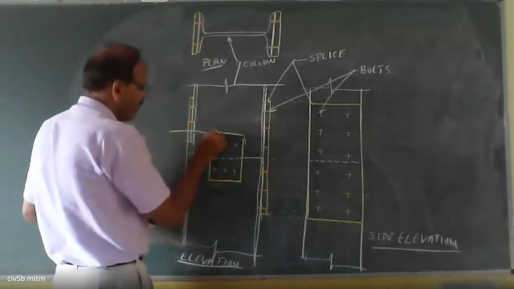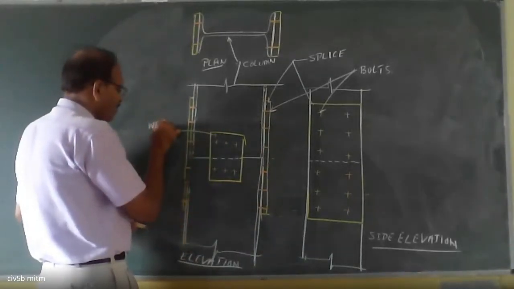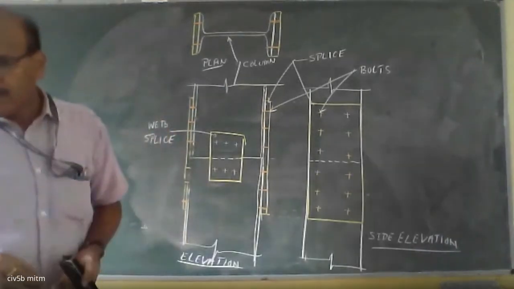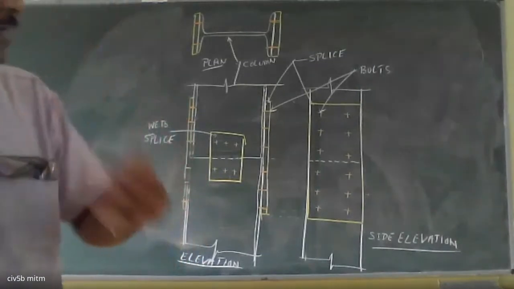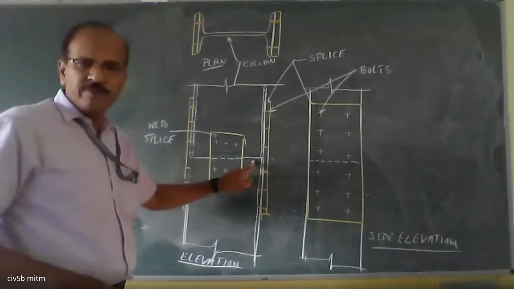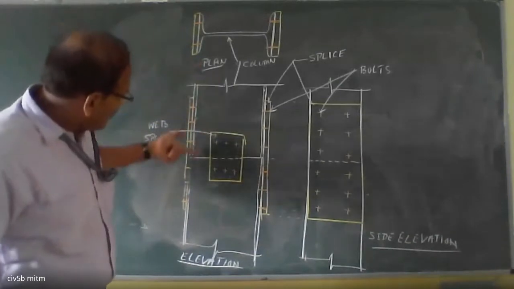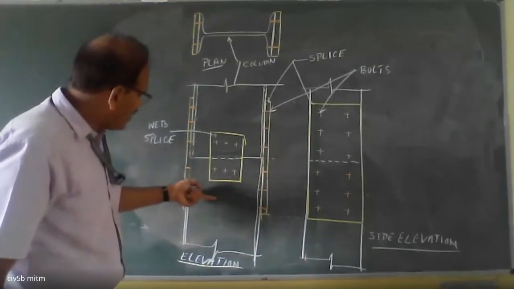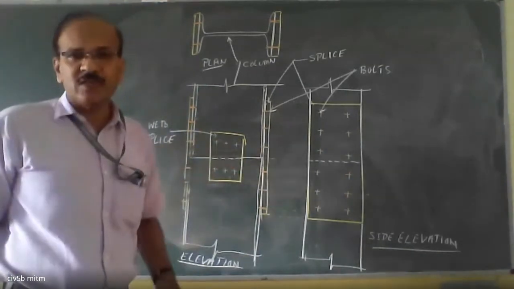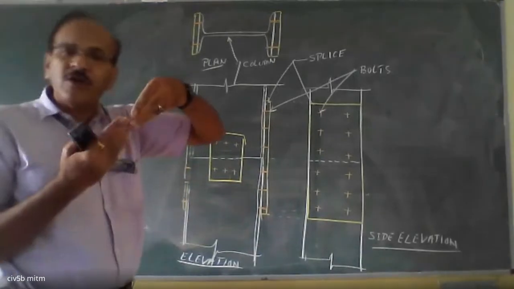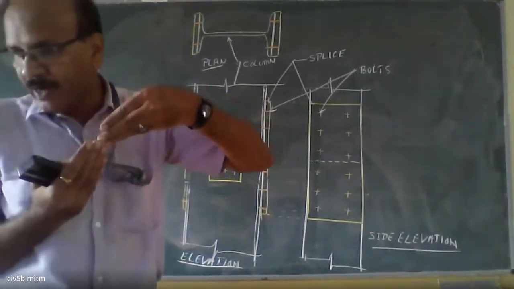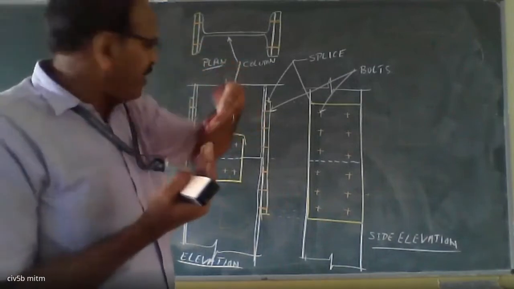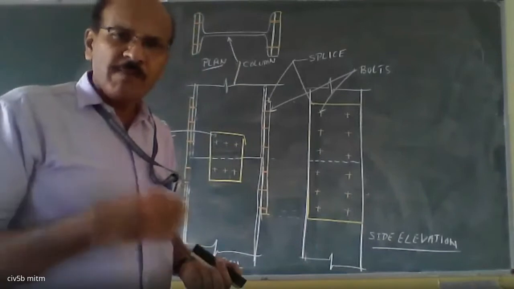This is web splice. Is it clear to you? So this is the way it is done. In this case, the bottom surface will have complete bearing on the top surface of this I section. They are coming in contact with each other completely. That is possible only when the surfaces are machined or milled.